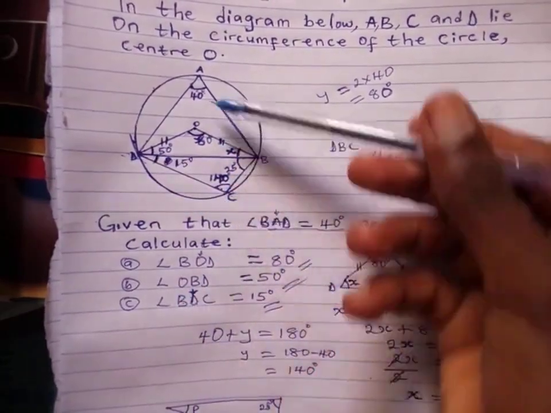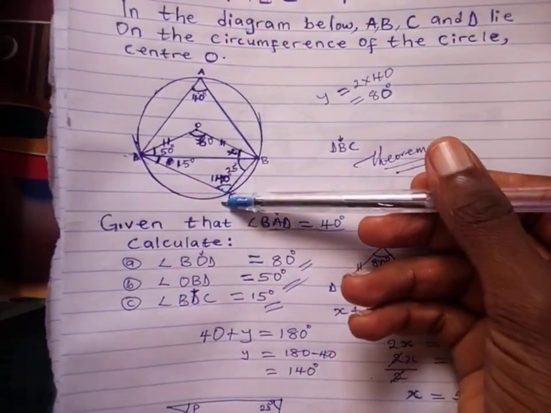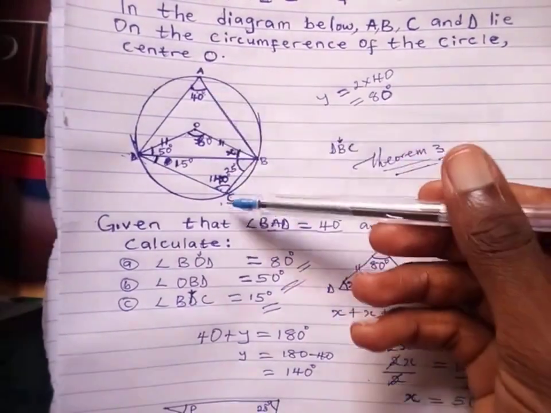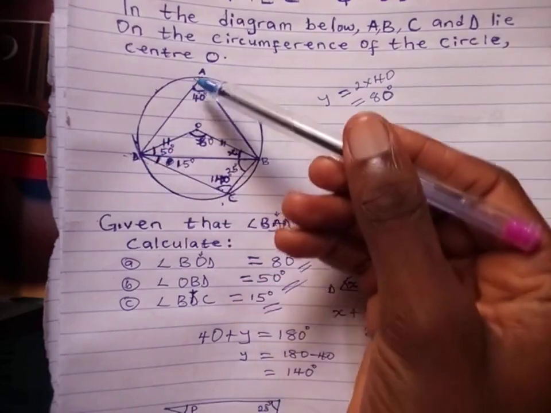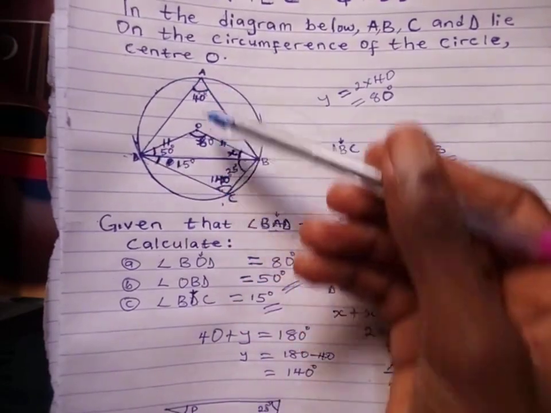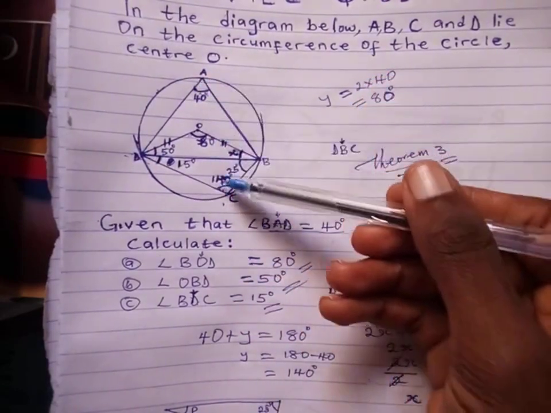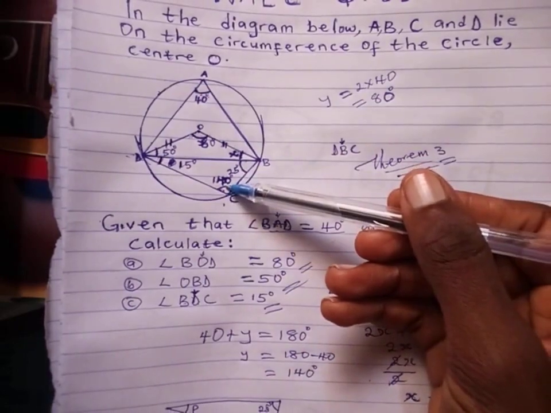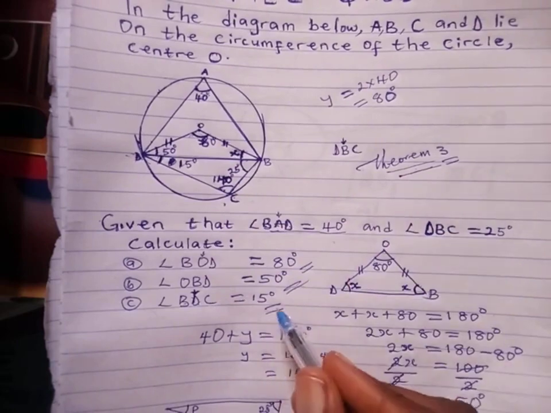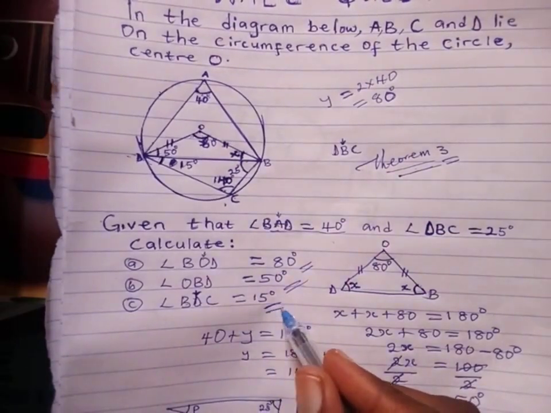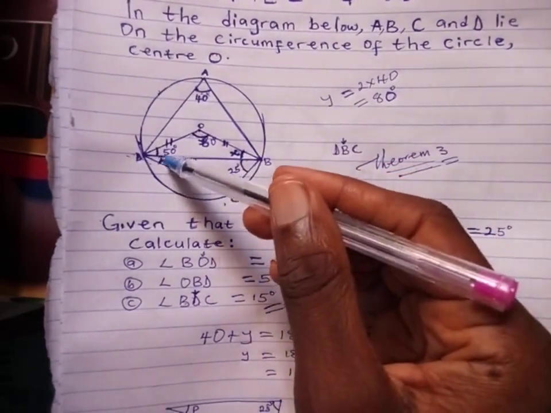We also were able to apply the theorem of cyclic quadrilateral, which says that in a quadrilateral like this one that is formed, the opposite angles, when you add them up, will be equal to 180 degrees. So we invoked that law here and applied it to find the angle at this very point.